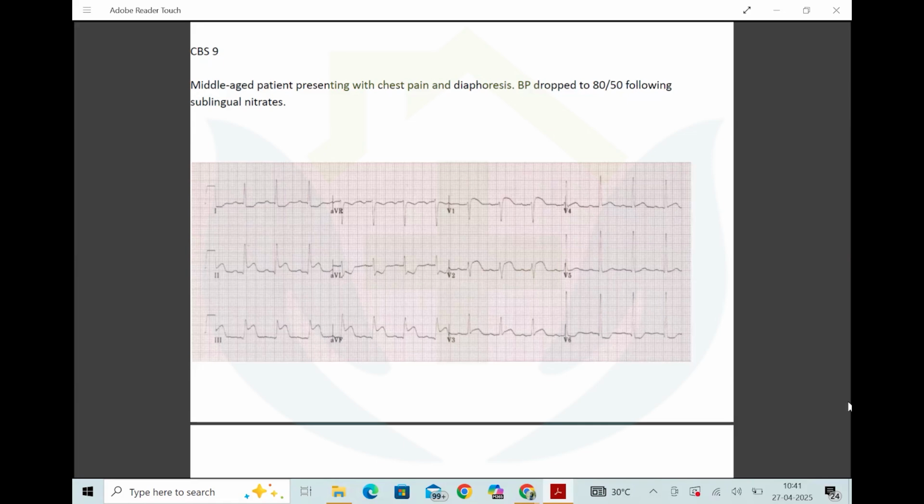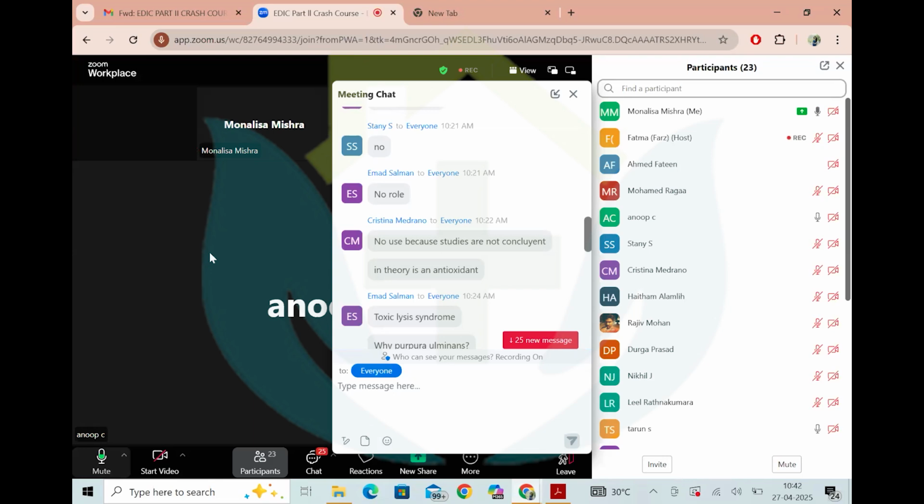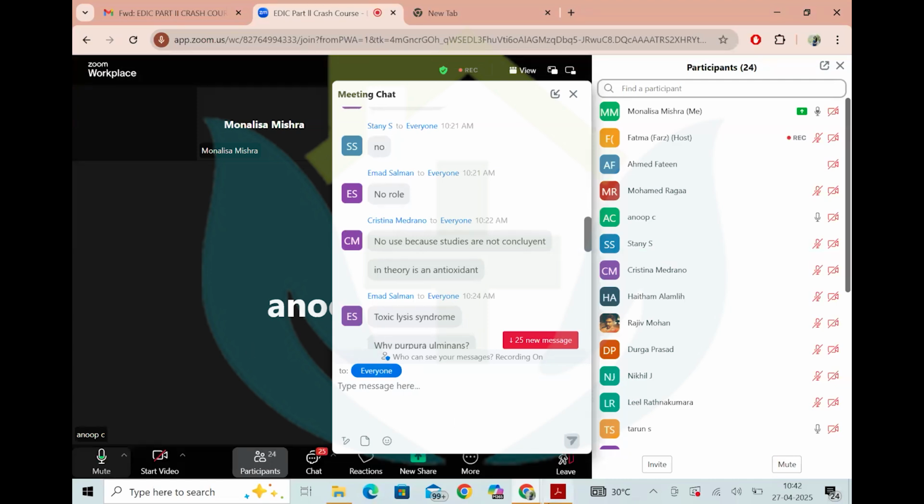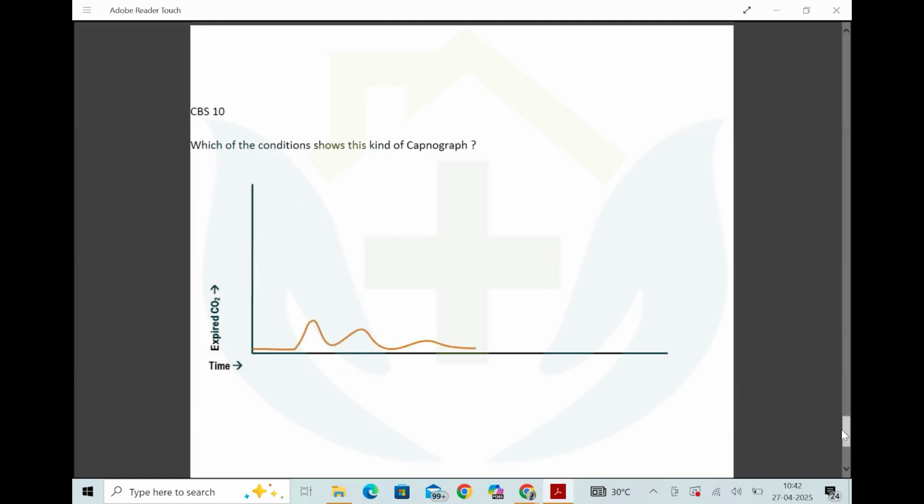Actually, 40% of your inferior MI gets complicated with RV infarction. So basically, these patients are extremely preload sensitive due to poor RV contractility, and they develop severe hypotension in response to nitrates or other preload reducing agents. And this hypotension can only be managed by giving fluid loading, and nitrates will be contraindicated. Correct. Okay, so we'll move to the next question. Which conditions are shown in this kind of capnograph?